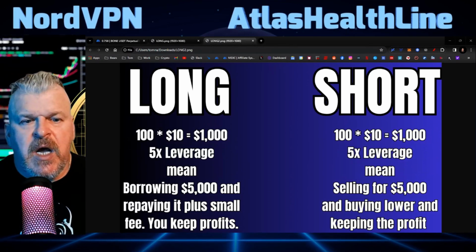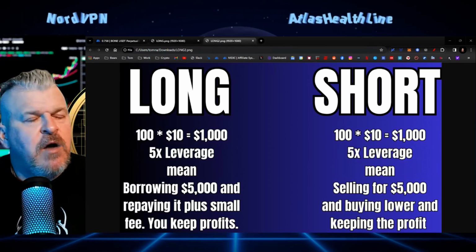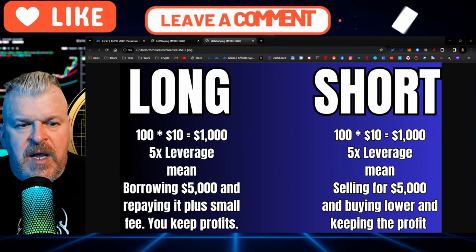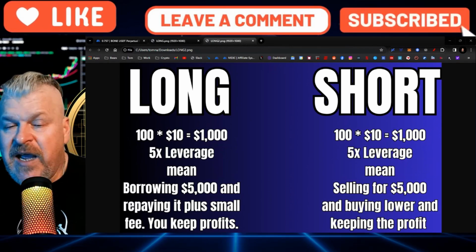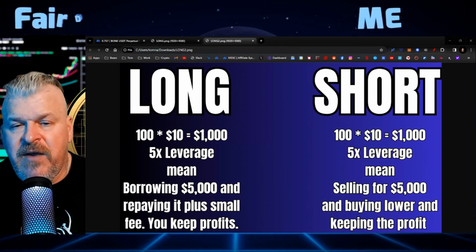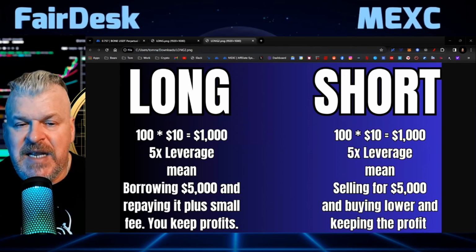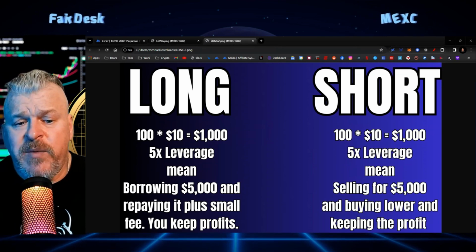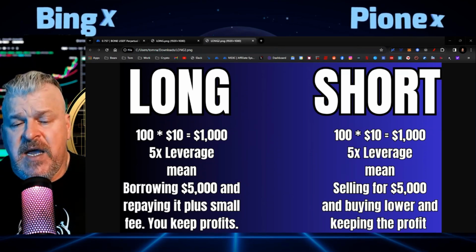Let's just say that you're using 100 shares at $10 per share. For whatever it is that you're doing, that is 100 times $10, which means you're putting $1,000 into it. Now, if you use 5x leverage, that means that you're borrowing $5,000 on a long and you're repaying it plus a small fee, and you keep the profits.